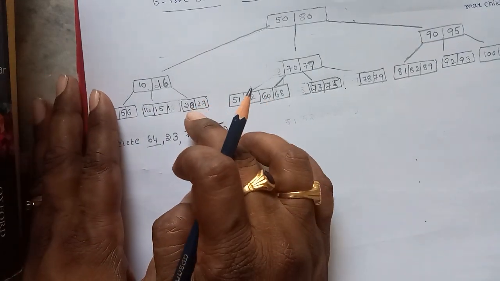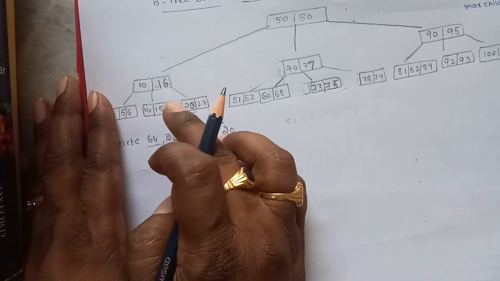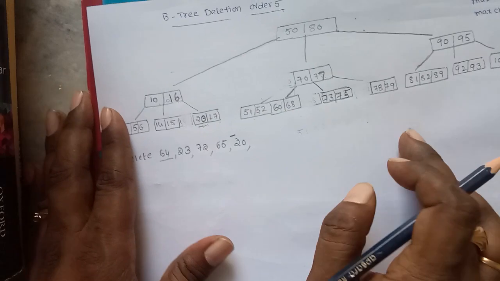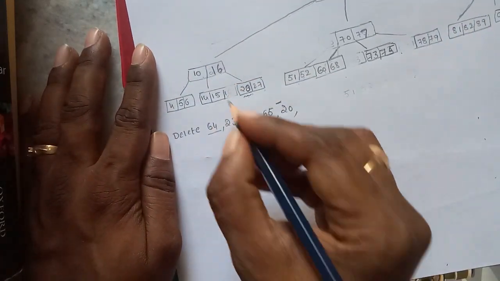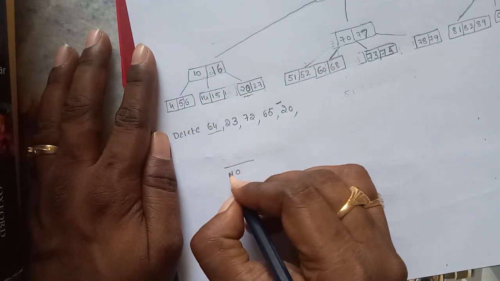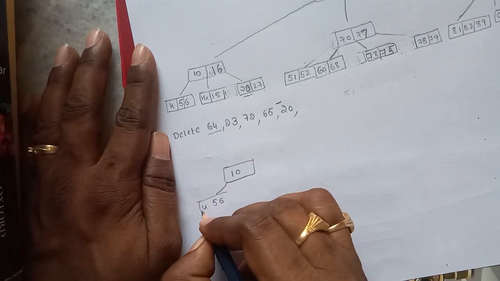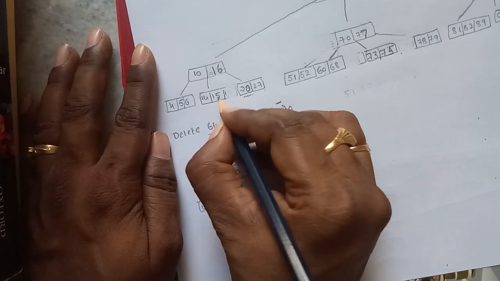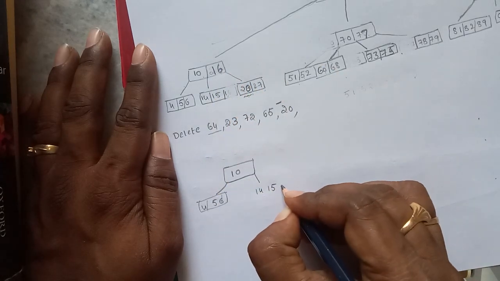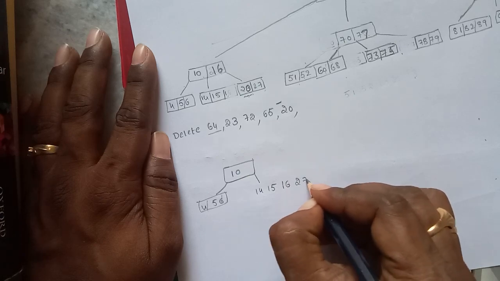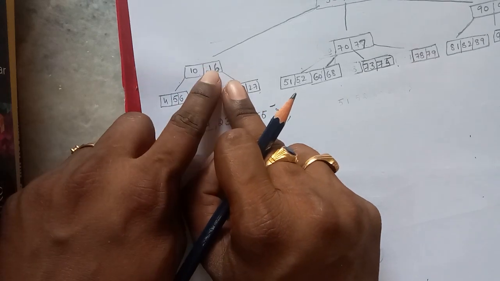Here also the same concept. After removing 20, what to do? Perform merge operation with the parent. So I am writing this node 10. By performing merge operation, 4, 5, 6, 14, 15, 16 and 20 are merged. 14, 15, 16 and 27. See this one? Simply remove 20 and do the merge operation with the parent.